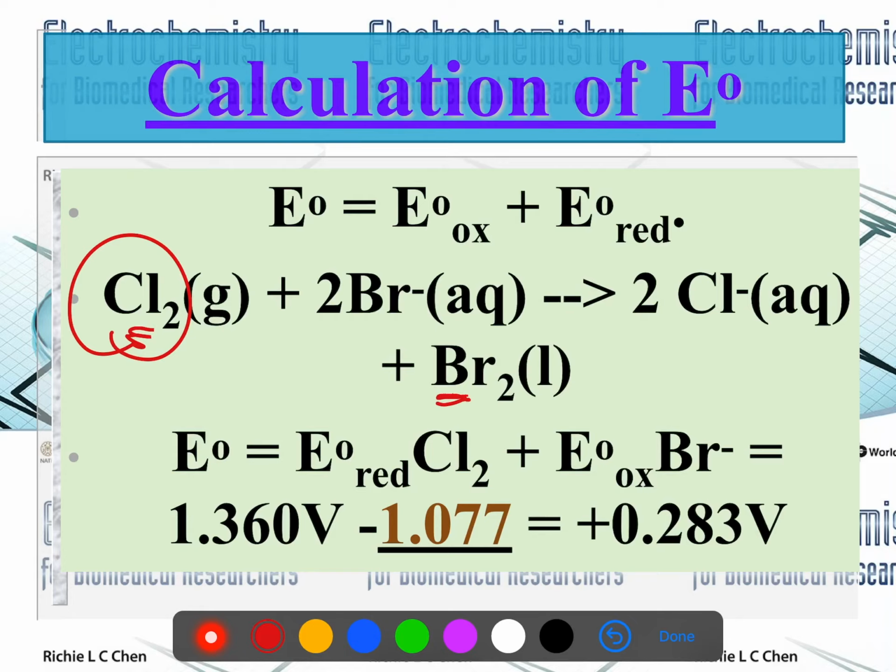However, if you react chlorine and bromine together, they both can't reduce. One thing has to oxidize. So the chlorine has the stronger driving force. If you look up its reduction potential, it's 1.36 volts. If you look at the reduction potential for bromine, it's 1.077 volts. So what's going to happen is the chlorine is going to, in essence, force the bromine to oxidize. So you're going to get chlorine becoming chloride, bromide becoming bromine.